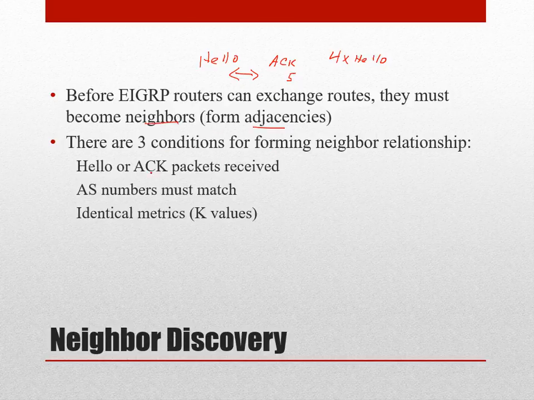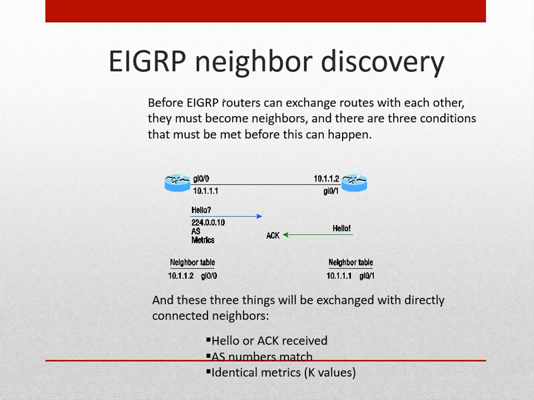There are 3 conditions for forming a relationship: a hello and an ACK, the autonomous system numbers have to match, and identical metrics, or K values. We'll have a table in a little bit of what the K values are, and it actually only uses 2 of those K values by default. One of the troubleshooting problems is going to be a K value mismatch. If we don't have the identical metrics, it will not form the neighbor relationship.